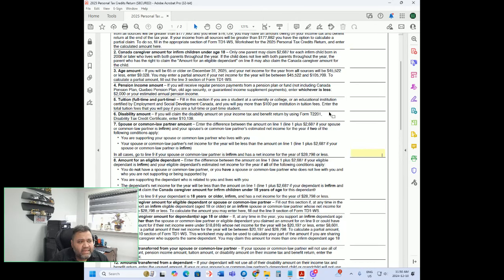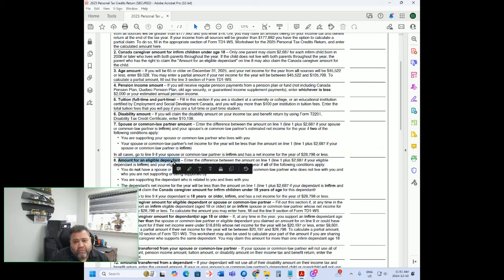So what basically the $16,121 means is if you are single, you don't pay taxes on the $16,000 individually. If you are a couple, then you don't pay taxes on $32,000 as a family income. So this is for the spouse or common law partner. You will be inputting the amount here.